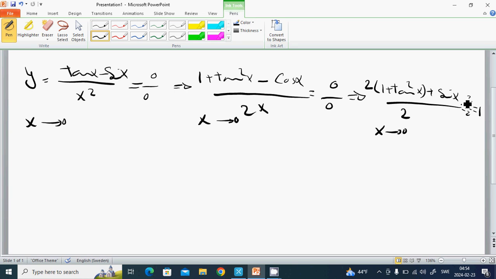Wait, focus on something here. It has tan x because it is tan squared x. Then x goes to 0, this part is 1, but this one is 0. Zero plus zero divided by two is zero.